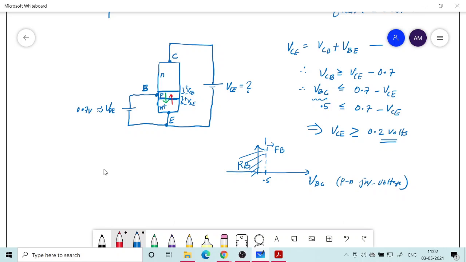So the green color corresponds to holes diffusing across this emitter-base junction and coming into the emitter, and the red arrow represents the electrons diffusing from the emitter side into the base region.